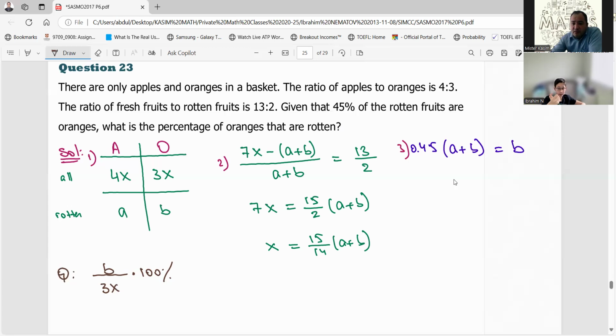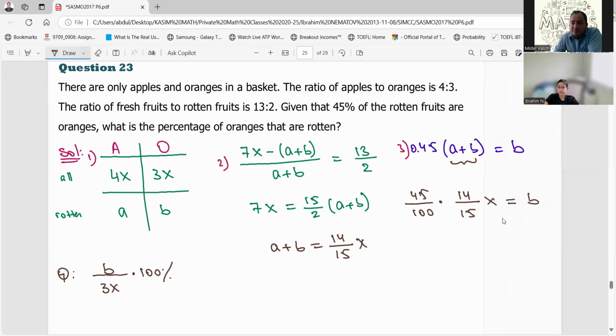Now look at this. Instead of this a plus b, I have here 45, so I write 45 divided by 100 times, instead of a plus b, the other way around. If I move 15 over 2 to the left-hand side, I have a plus b equal to 14 over 15 x. Instead of this a plus b, I'm going to write 14 over 15 x. On the right-hand side, we have b.